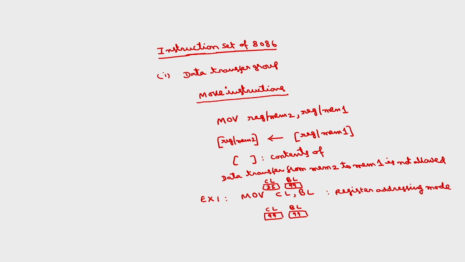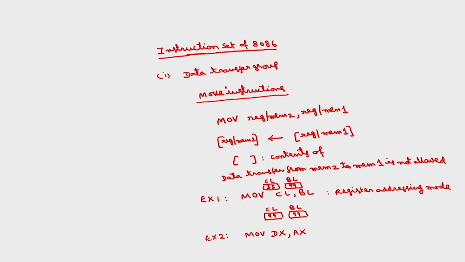Here both are 8-bit registers; we can have 16-bit registers also. MOV DX, AX. Simply the contents of AX will be transferred to DX, and the contents of AX remain the same. These are examples of register addressing mode. We cannot have one between source and destination as an 8-bit register and the other as a 16-bit register. This is not possible. The size of both registers must be the same.